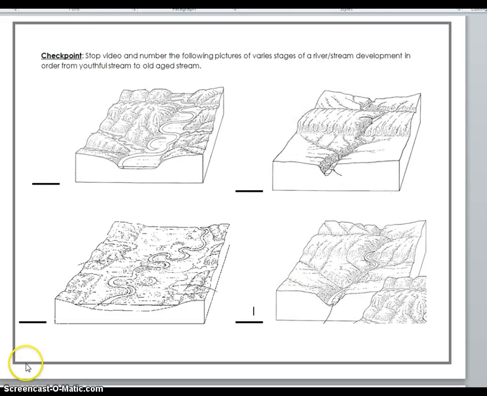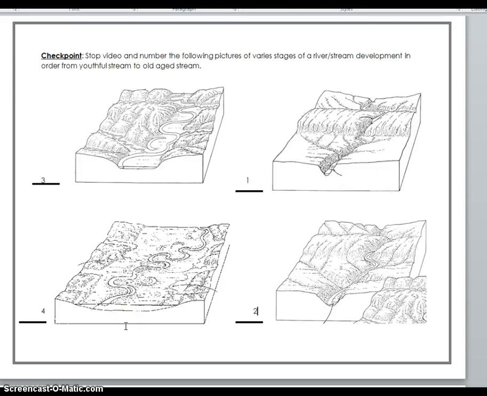What I would like you to do is stop the video and look at each one of these diagrams. I would like you to show the river in various stages of development, and using the characteristics that you just reviewed, put them in order, with 1 representing the most youthful stream photo, and 2, 3, and 4 being the picture that you believe has the old age stream in it. So if you could stop the video now and answer that, and when you start it back up, the answers will be here for you.